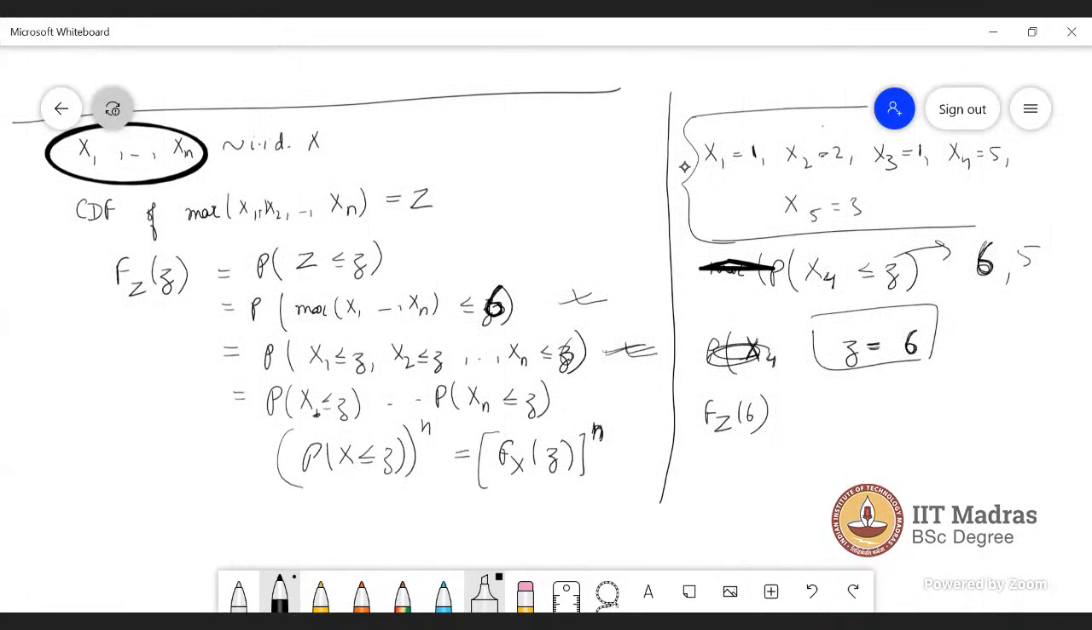So if x4 is less than or equal to 6, doesn't this mean that all of the xi's, like x1, x2, x3, x5, are also less than or equal to 6? If something is the maximum, then every number that is less than the maximum is also going to satisfy that property. So if the maximum is x4 and that x4 is less than some z, then all of the xi's that are taking a value smaller than z are also going to satisfy this property.